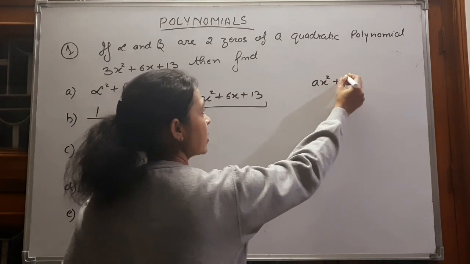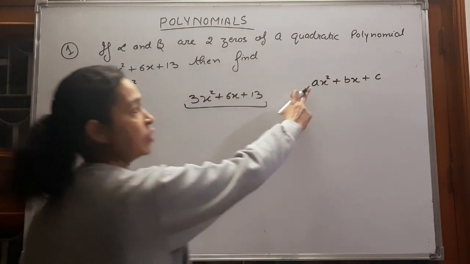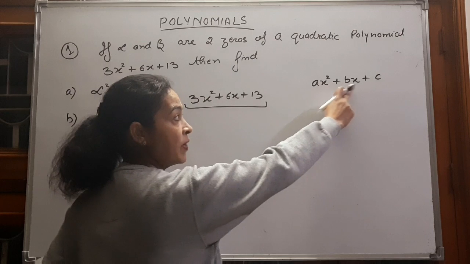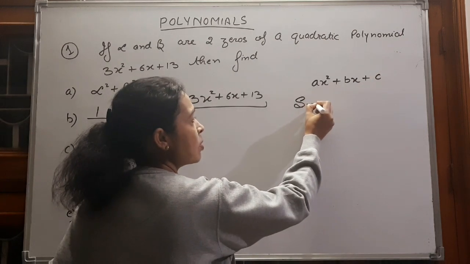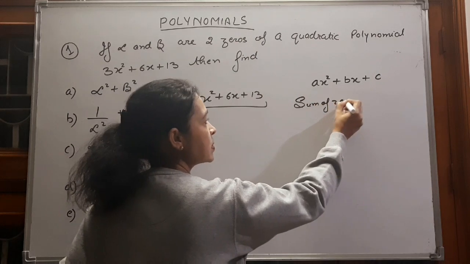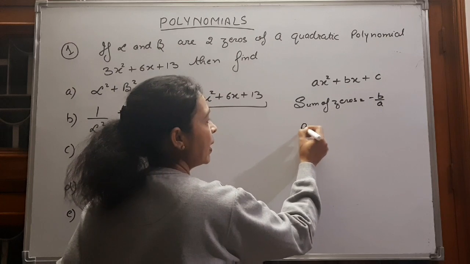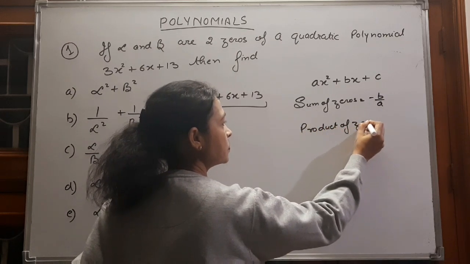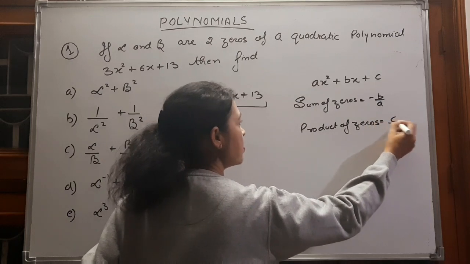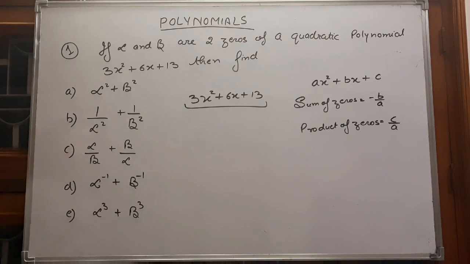This is ax square plus bx plus c, where a is the coefficient of x square, b is the coefficient of x and c is the constant. What is the sum of zeros? Sum of zeros is minus b upon a, and the product of zeros is c upon a.